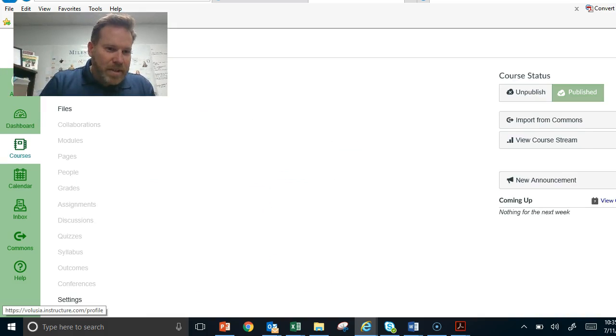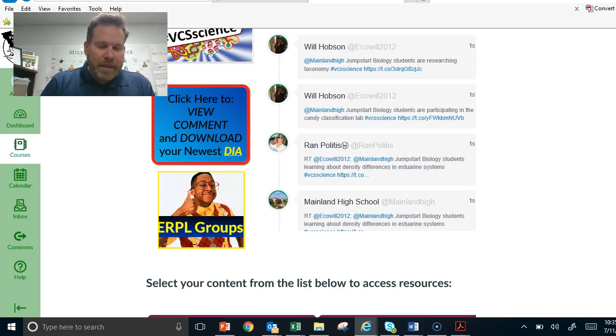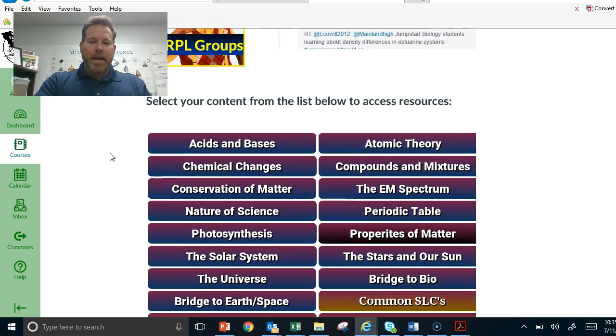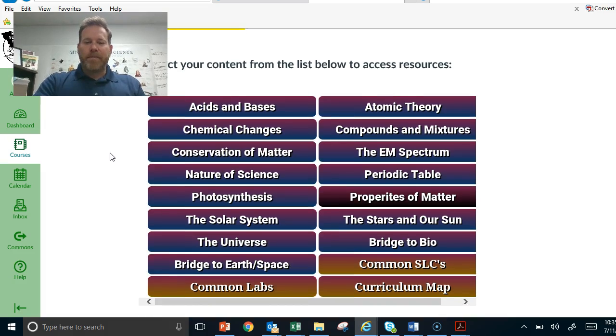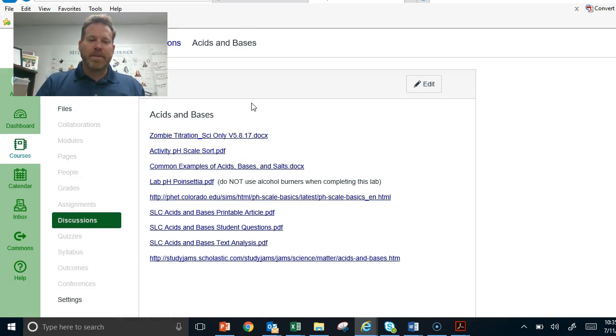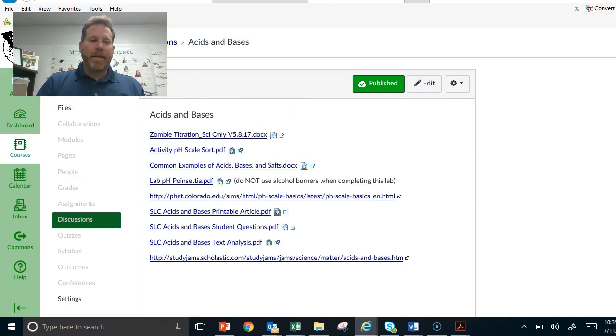And the easy thing is you just click the home button to get back if you get lost. And I would say it's easy, but when your little video face is on the corner and you can't see the home button, that's a little hard. Okay, and then here's where these were file folders in Edmodo. These are now links and clicks. So to get all the acids and bases resources for 8th grade, there you go.